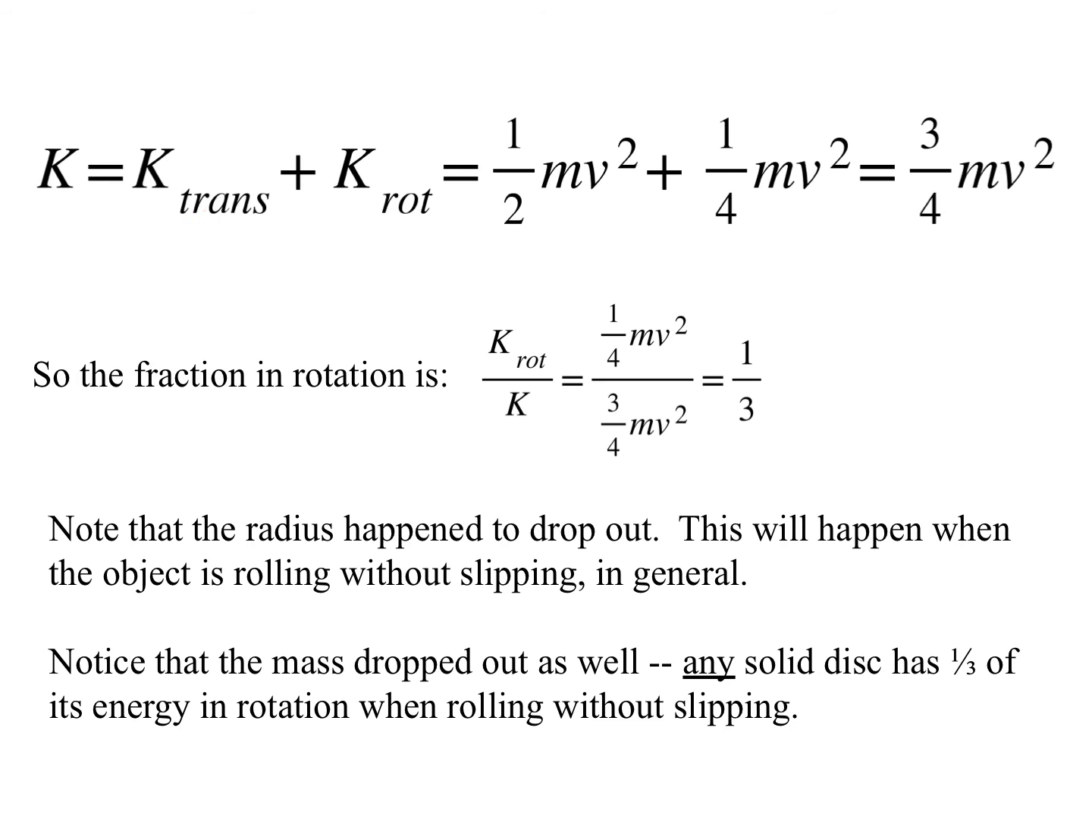The total energy, of course, is just their sum. So we have 1/2 mv squared plus 1/4 mv squared, or 3/4 mv squared. And therefore, the fraction that's in rotations is kinetic energy of rotation over total kinetic energy, 1/4 mv squared over 3/4 mv squared, or 1/3. Notice that the radius happened to drop out. This will happen a lot when the object is rolling without slipping because of that connection between r and v and omega. Also notice the mass has dropped out, which is not surprising, which means that any solid disk that is rolling without slipping has 1/3 of its energy in rotations and 2/3 of its energy in translation.